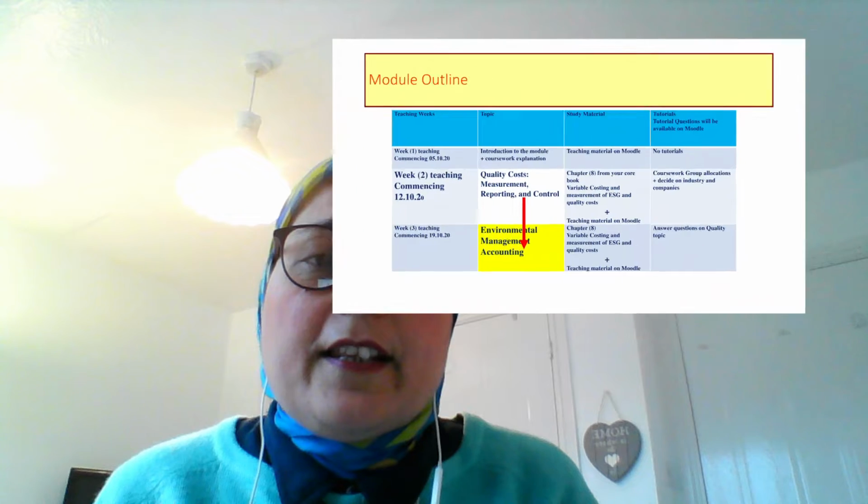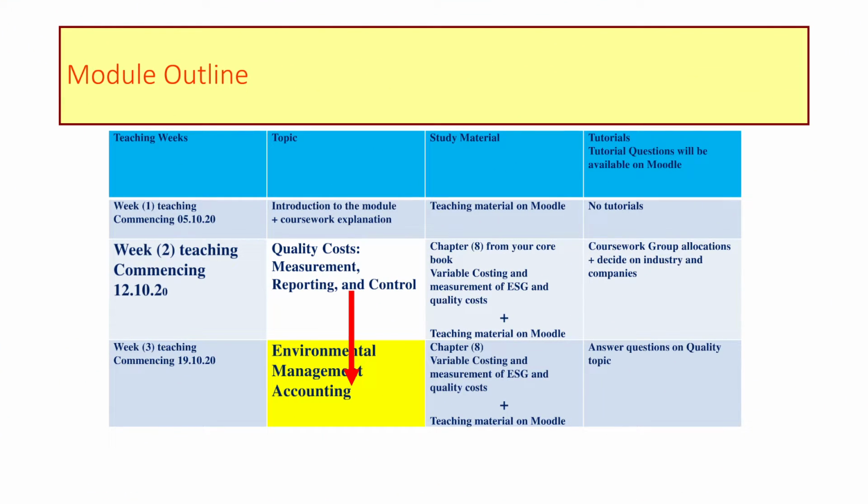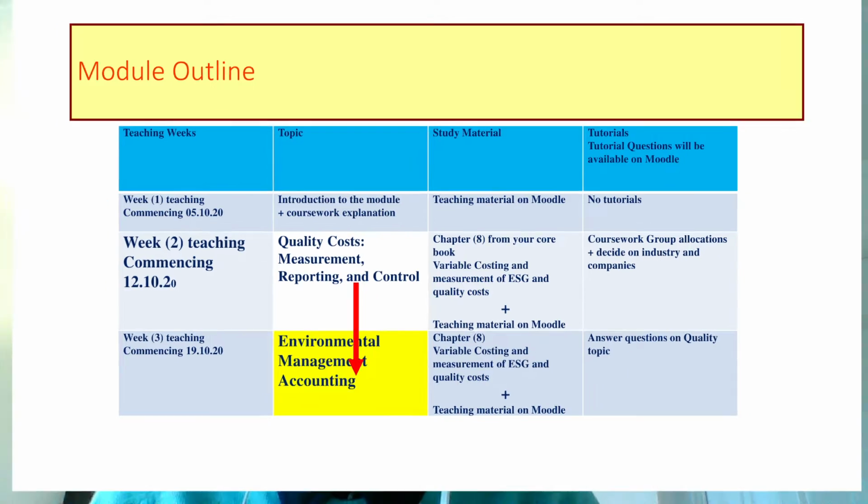This is Management Accounting Week 3 about environmental. Again, I will try my best to speak slowly and clearly, just to help you enjoy the video and understand what's going on with the video. So we are going to cover environmental management accounting, or environmental cost reporting. As usual, this is the module outline, and according to the module outline, in week 3 we should cover environmental management accounting, and this is what we are going to cover.